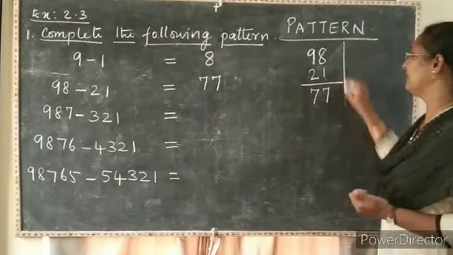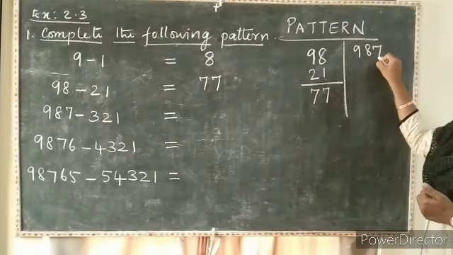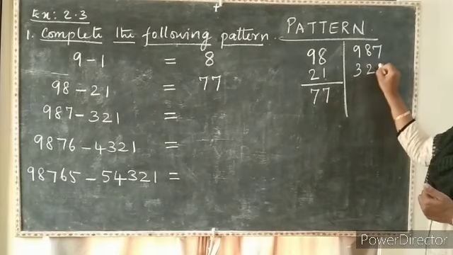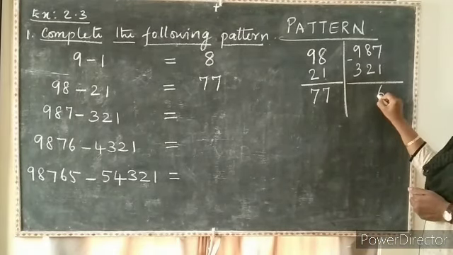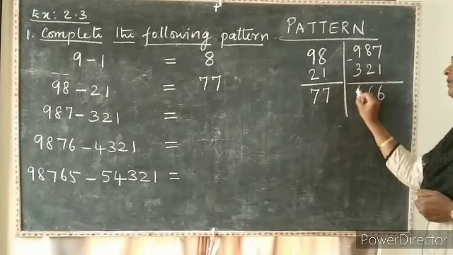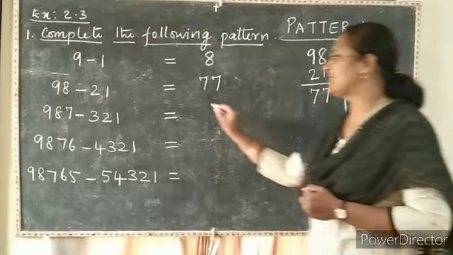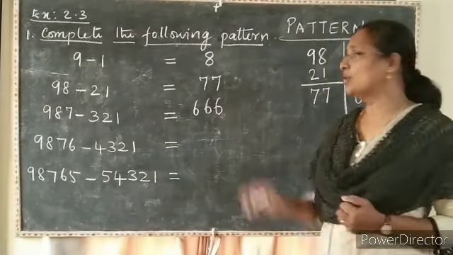Now let's check what will be the answer when we subtract 987 minus 321. So 7 minus 1 is how much? 6. 8 minus 2 is how much? 6. 9 minus 3 is how much? 6. Now what is the answer? 666. Yes or no? Okay.